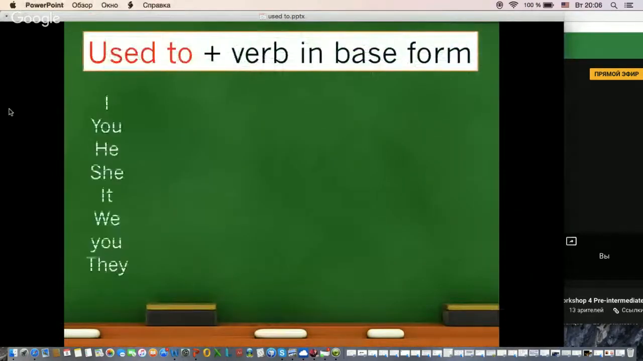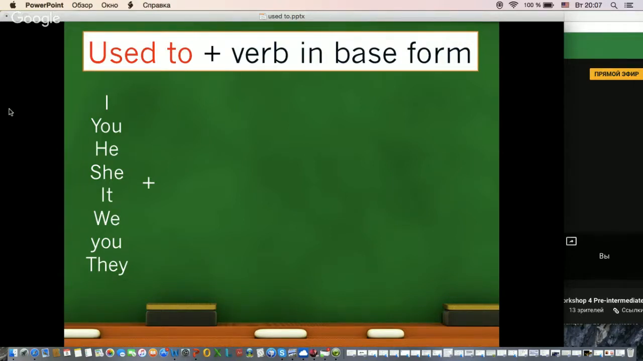Okay, so the first thing we are going to discuss and learn today is the so-called used to construction, which helps us to talk about different things, different habits, which once used to be part of our lives, but they no longer are. So that is a construction which helps us to talk about the past in contrast to the present. And the very basic pattern of this construction is the following one.